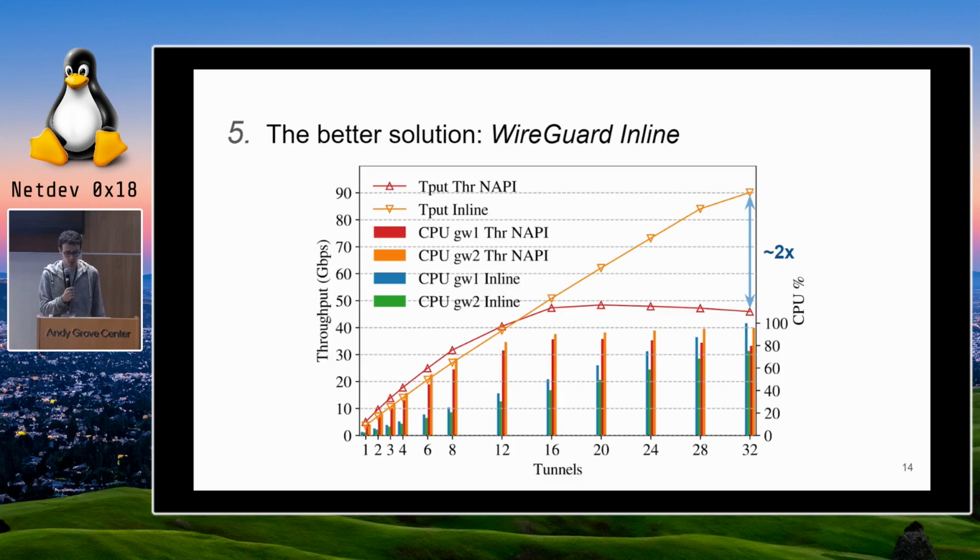So once again, this gives us an extra 2x performance multiplier on throughput, and we can now basically saturate our 100 gig links. We reach just above 90 gigs over 32 tunnels. Or equivalently, you can see how the CPU load is halved at equal speed.